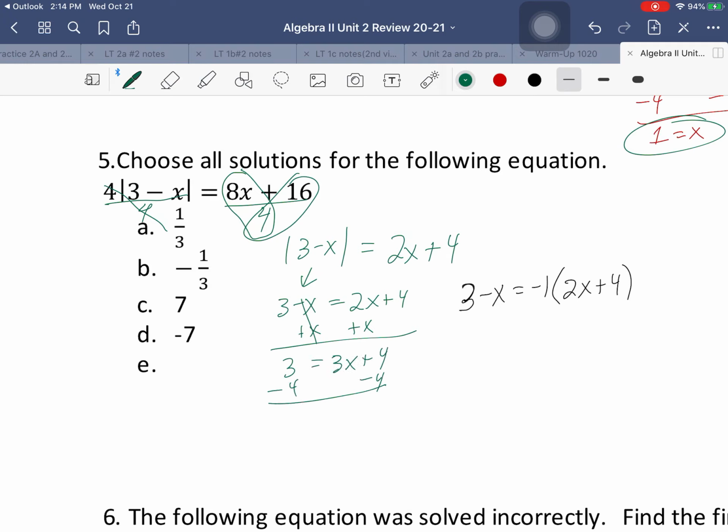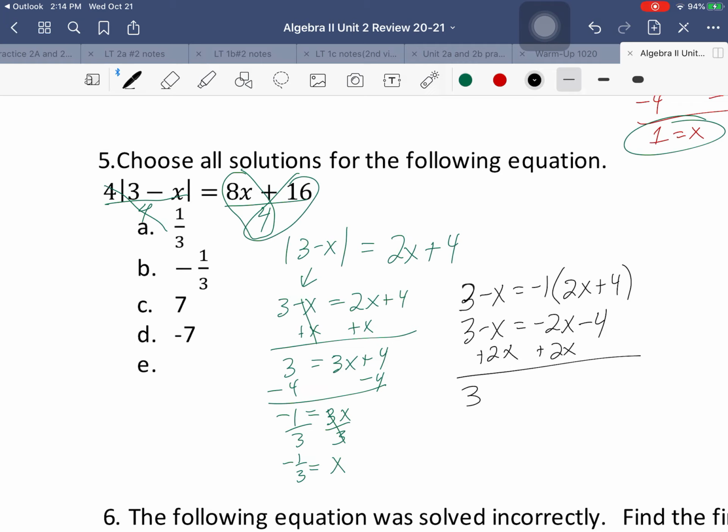Minus 4. Negative 1 equals 3x divided by 3. Get a fraction, negative 1/3. Possible solution. Other side, distribute that negative 1 in. Like I said, you could have just changed the signs. So get my like terms together.